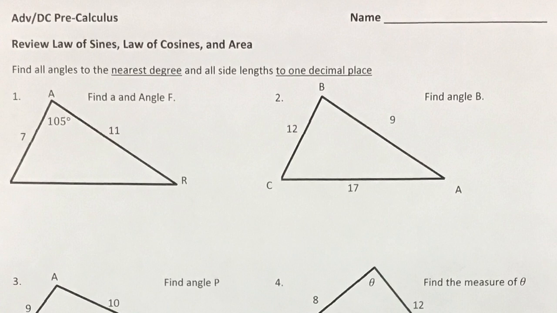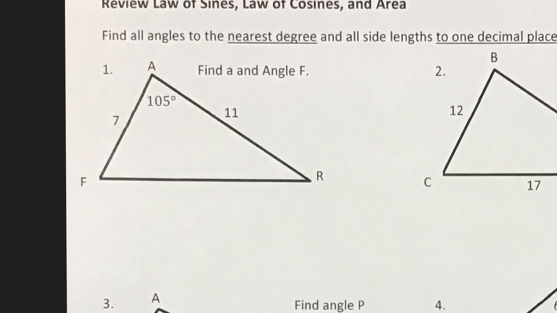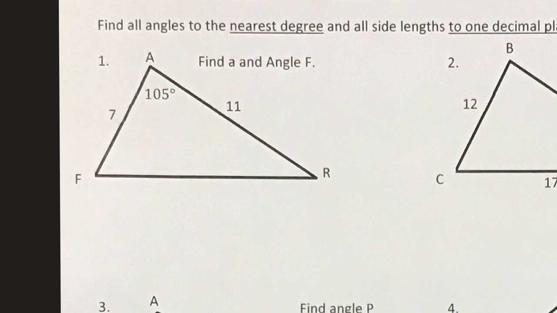Okay, so we are going to start with this first question, finding the measure of side A. Remember, lowercase letters represent side lengths, and the side is across from this capital angle. So we have an angle of 105, a side, and another side. Because of the information we are given, we can find side A by using the law of cosines.